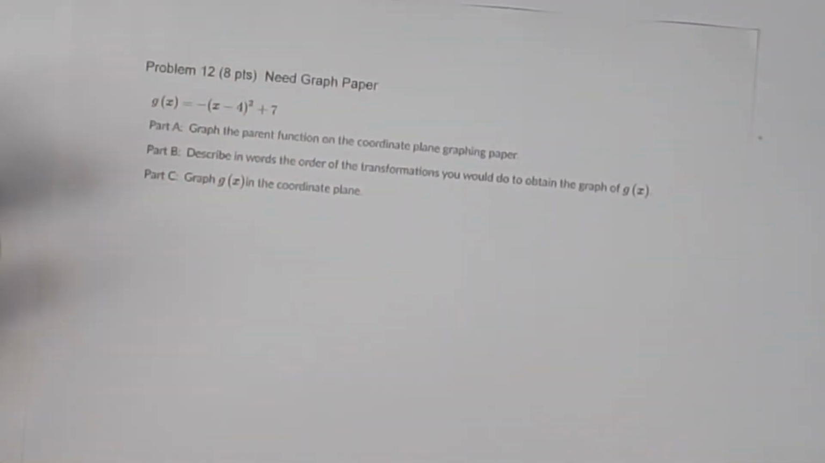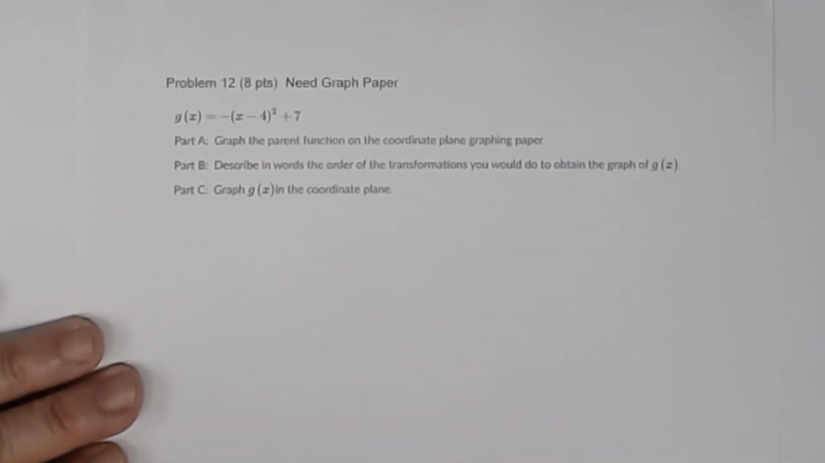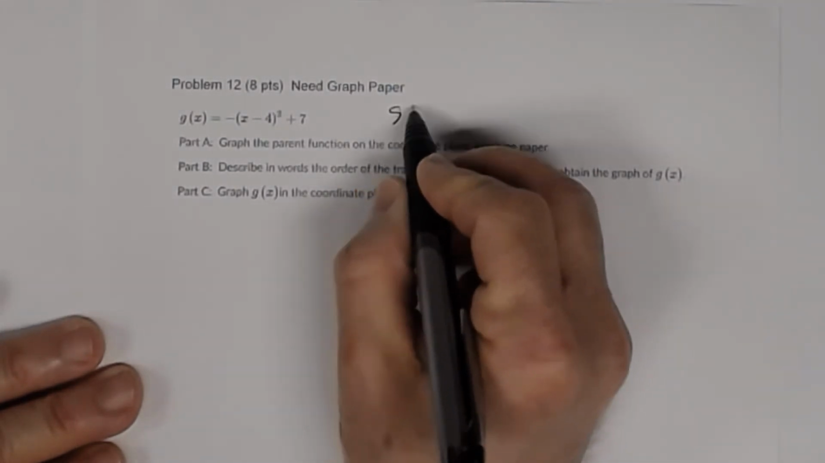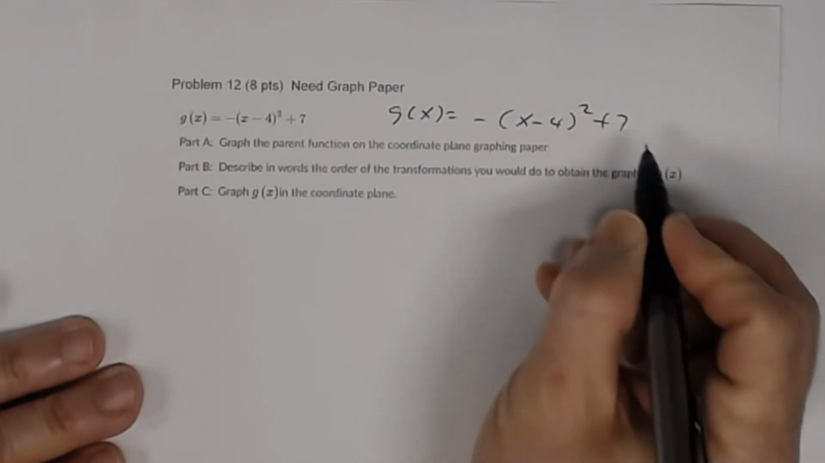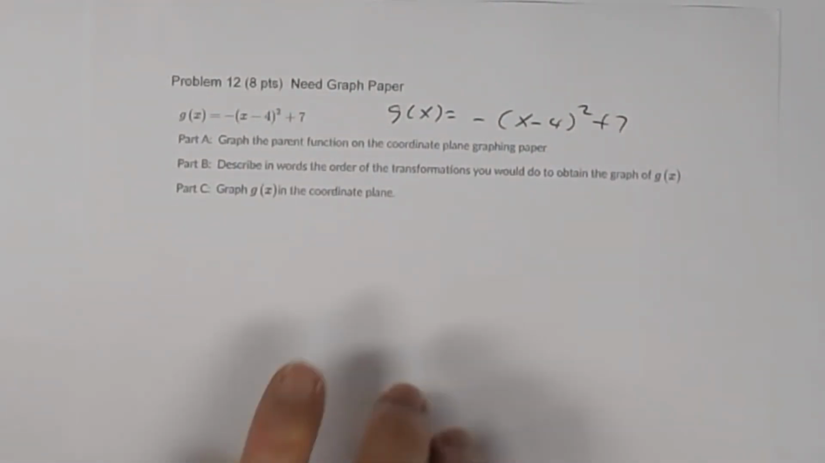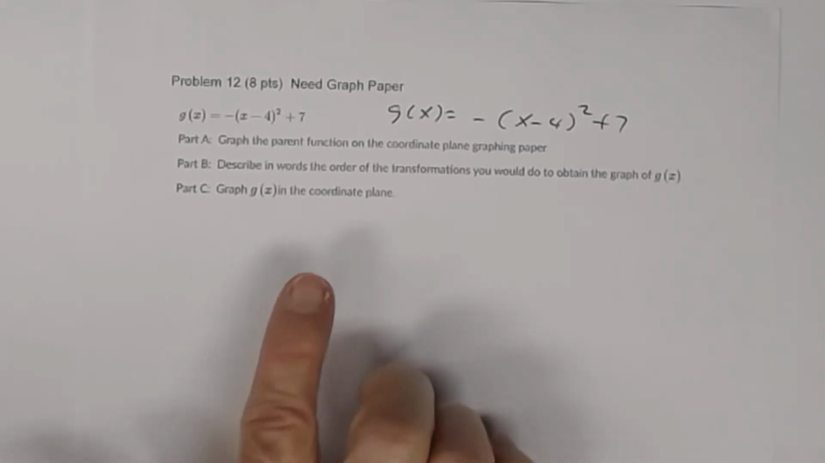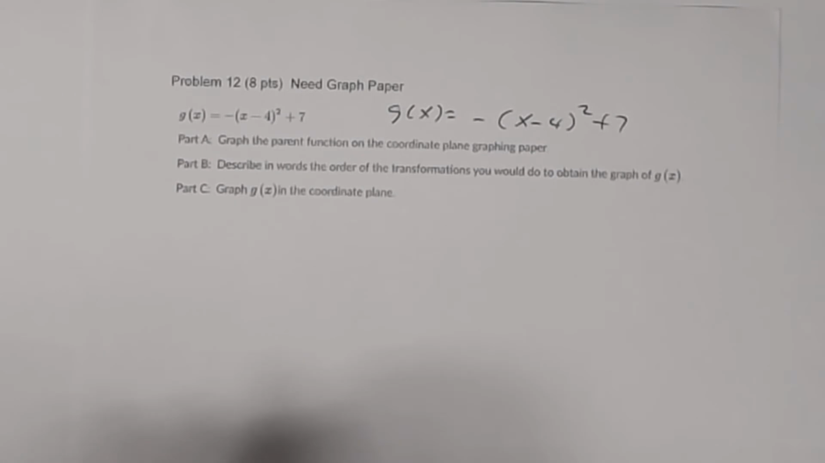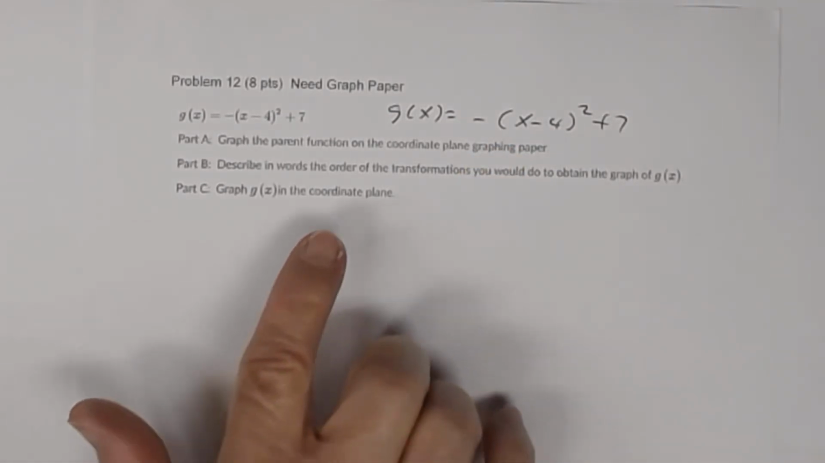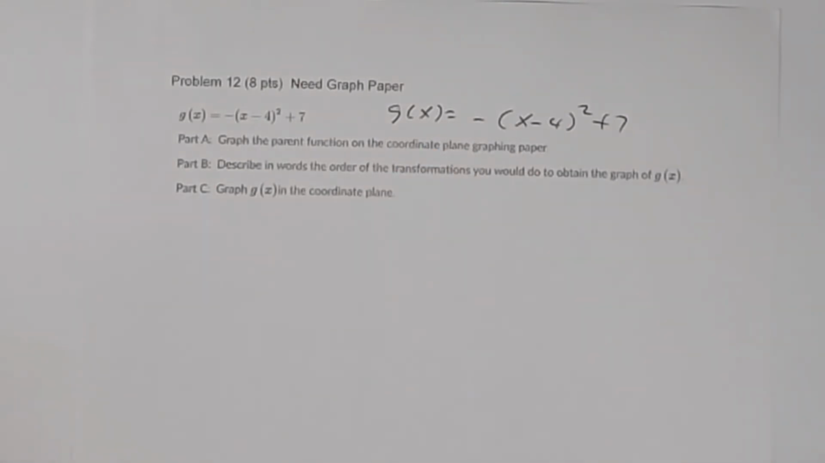Okay, now number 12, you have this function g of x, which is this. And it says part A, you want to graph the parent function. And then part B, you want to describe in words the order of the transformations you would do to obtain this function g. And then you want to graph this function in the coordinate plane. Okay? So let's go ahead and look at that.